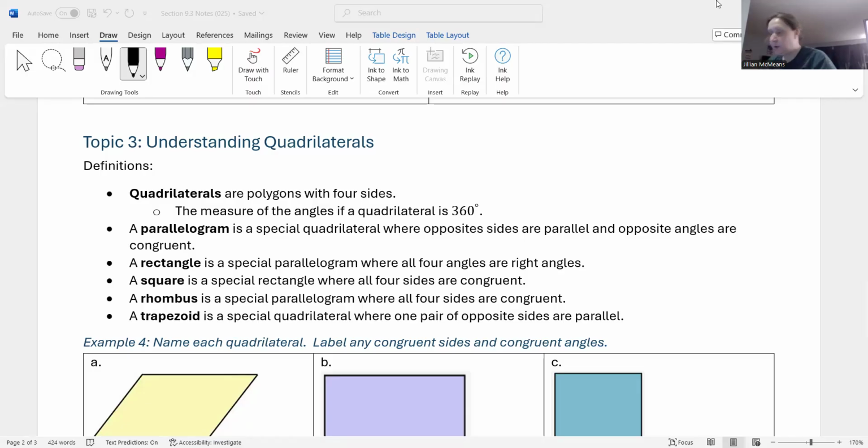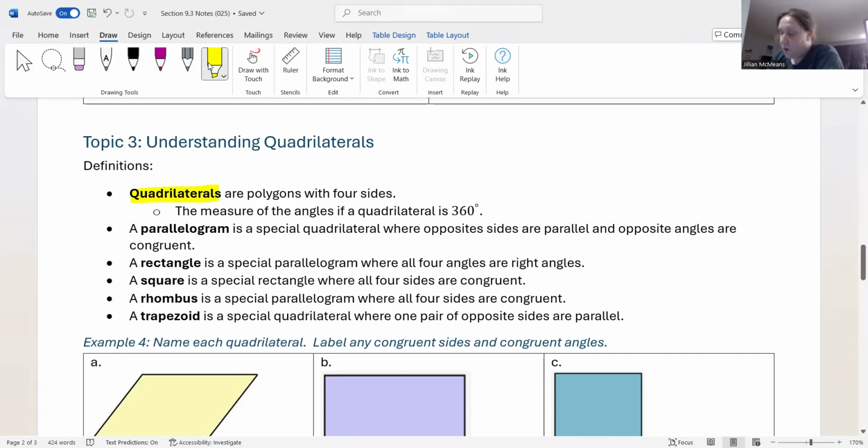In topic three, we're going to talk about quadrilaterals. So you have to remember, just generically speaking, that a quadrilateral is a polygon with four sides. So any four-sided enclosed figure would be considered a quadrilateral.